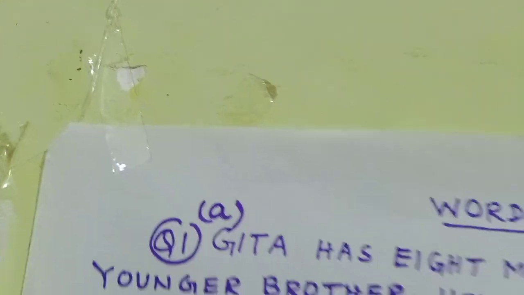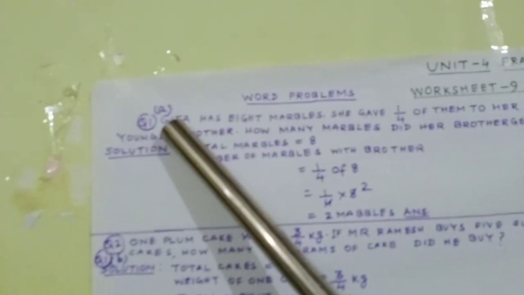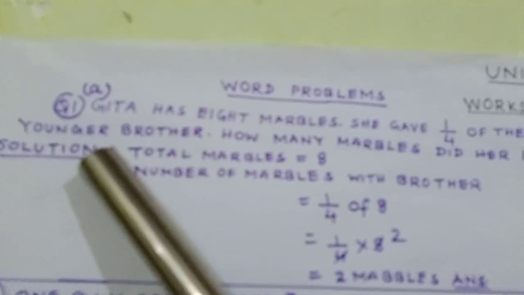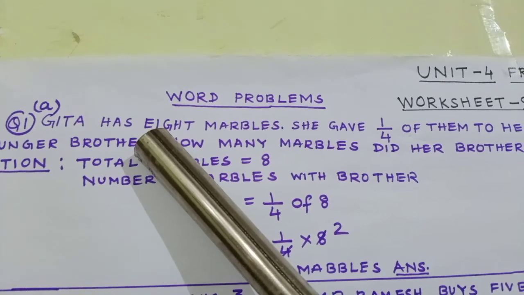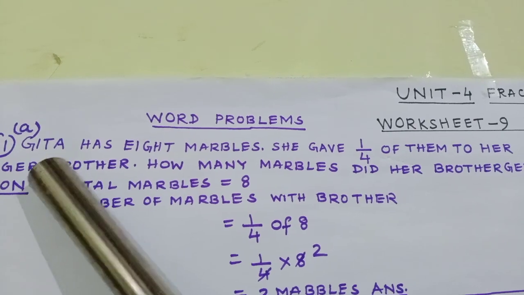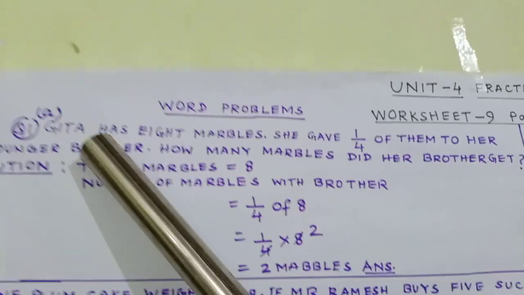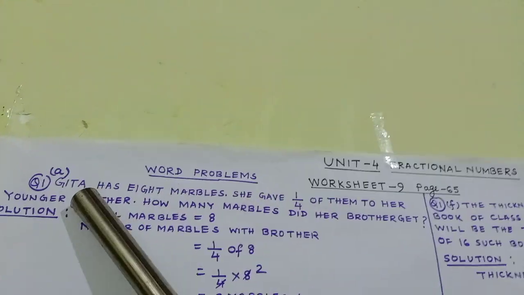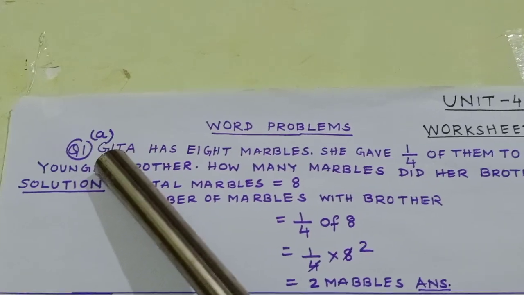Now, word problems. Question number 1A. You write down the questions in your copy. In word problem, you must write questions first in your copy in good handwriting, neatly. What is the question, students? We have done multiplication, and these word problems are based on multiplication of fractional number with whole number. Let us see. What is the question 1A?